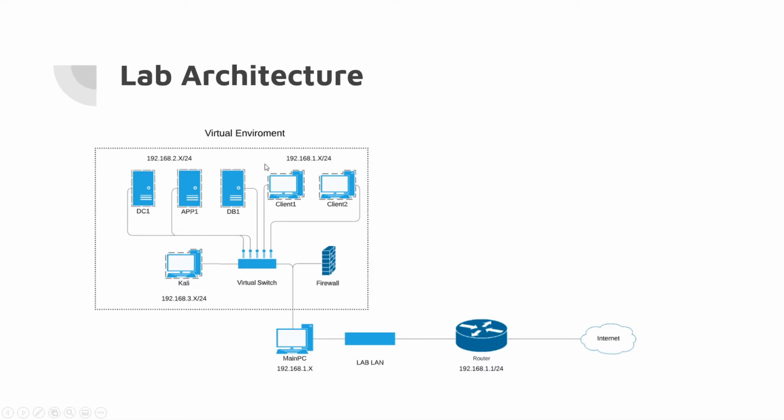We've created multiple segments. We have segment 1, which is internet accessible, so client 1 and client 2 can reach the internet. And we've created segment 2, which is not internet routable, so it's not able to go to the internet, but it is able to be routed, and client 1s can communicate with machines in segment 2, and basically we have full connectivity between them.